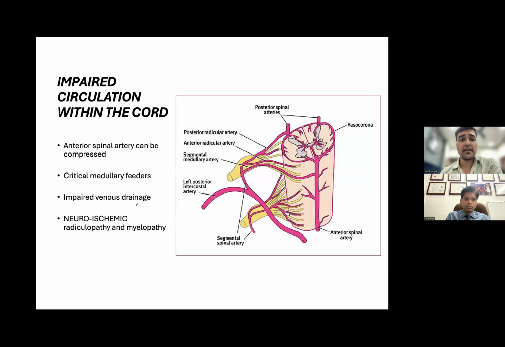Another is impaired circulation within the cord. So we see that the nerve roots, we have the posterior radicular artery, the anterior radicular artery, and the segmental arteries. These are critical medullary feeders which can get compressed, resulting in ischemic changes. There is impaired venous drainage, and these changes can result in neuroischemic radiculopathy and myelopathy.